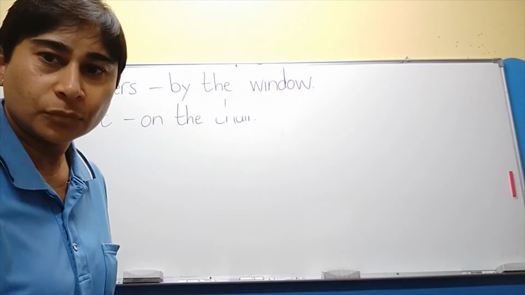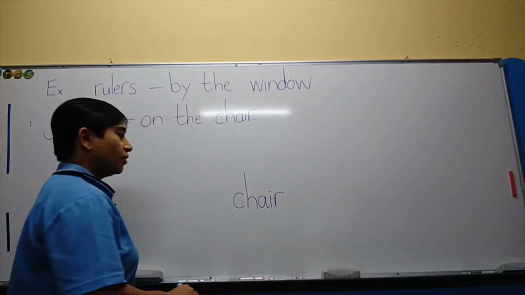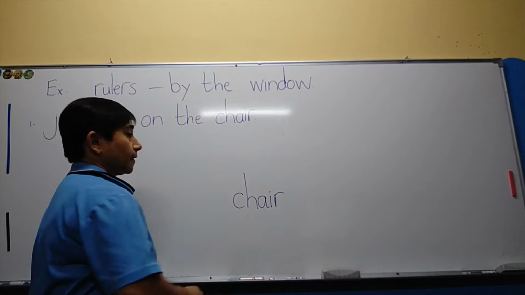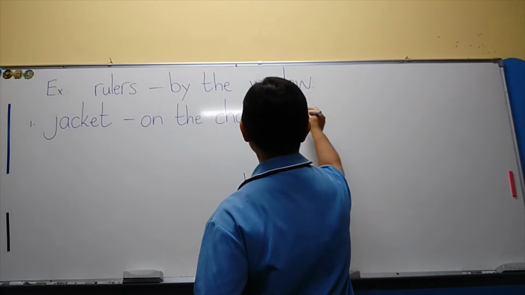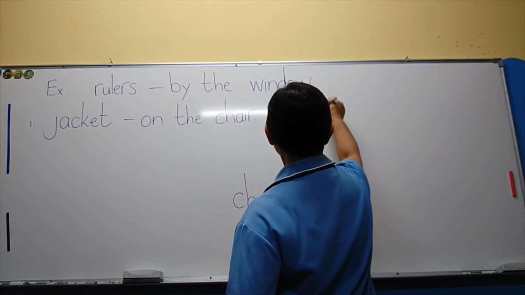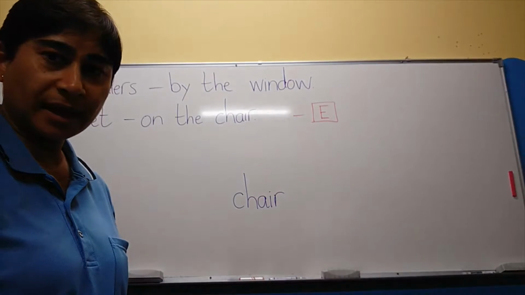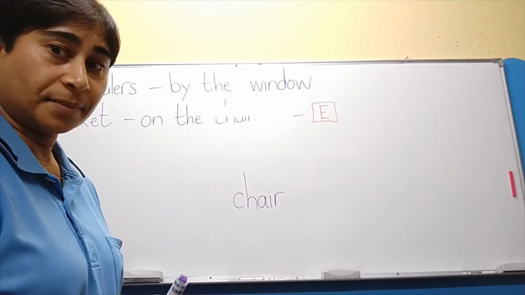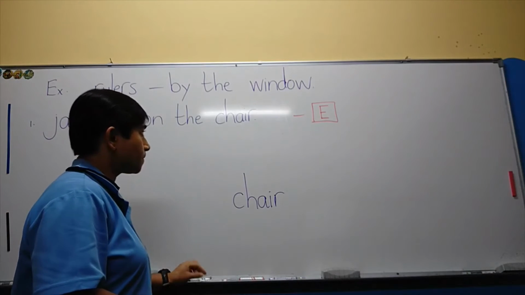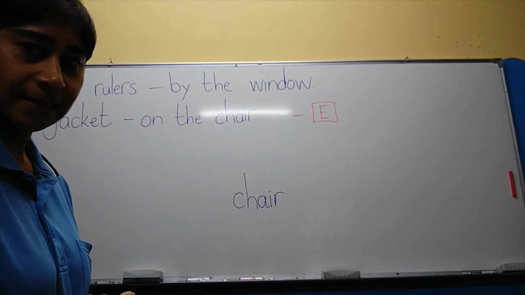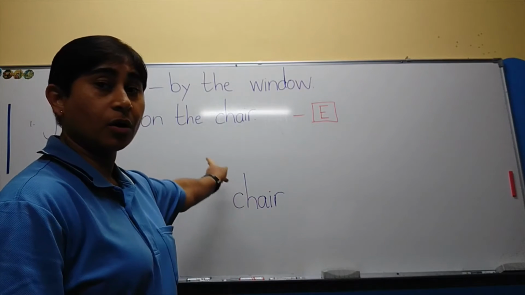On the chair, this chair, C-H-A-I-R, chair. On the chair. And what's the answer for this one? Yes, you should have E. Where you have the square E. And please let it be capital E, all the big ABCs. Okay? Capital. All right? That was easy. Okay? Did you write this down? On the chair.